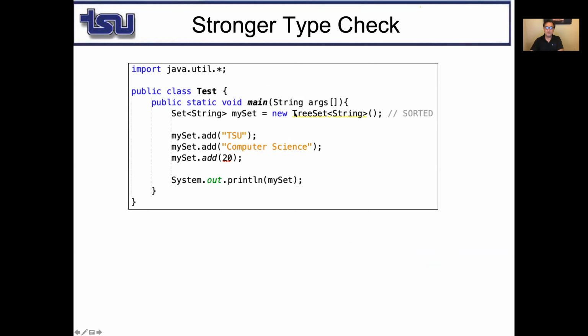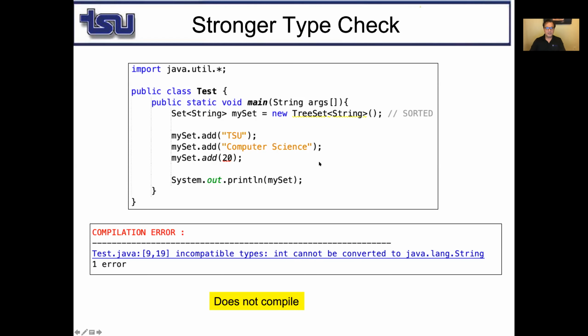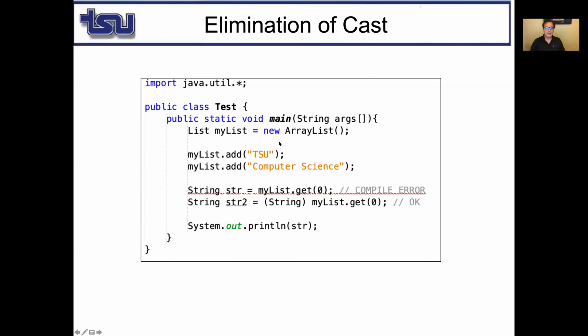In order to solve this problem, when I create the tree set, I put angle brackets with String here. When I add, at compile time now, Java is going to check that whatever I am adding must be a string. This satisfies that, this satisfies, but 20 does not satisfy that requirement, so it's going to complain. So you have a stronger type check with generics. Now we also eliminate the need for casting.